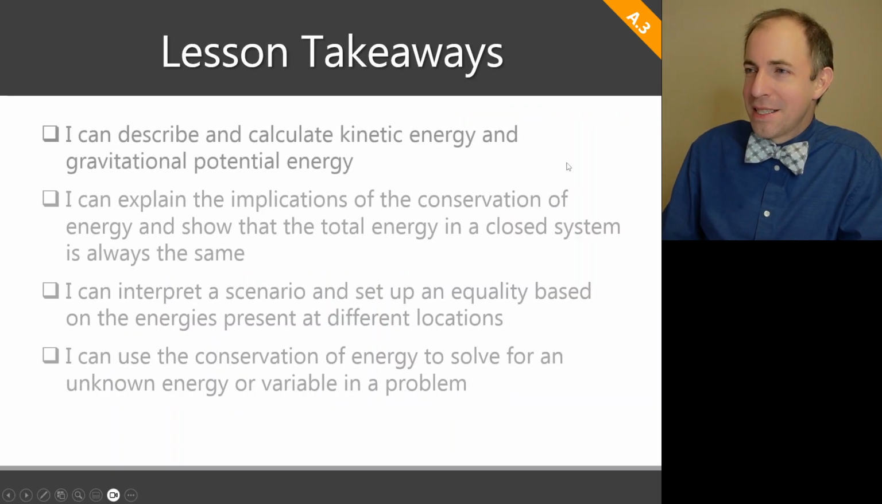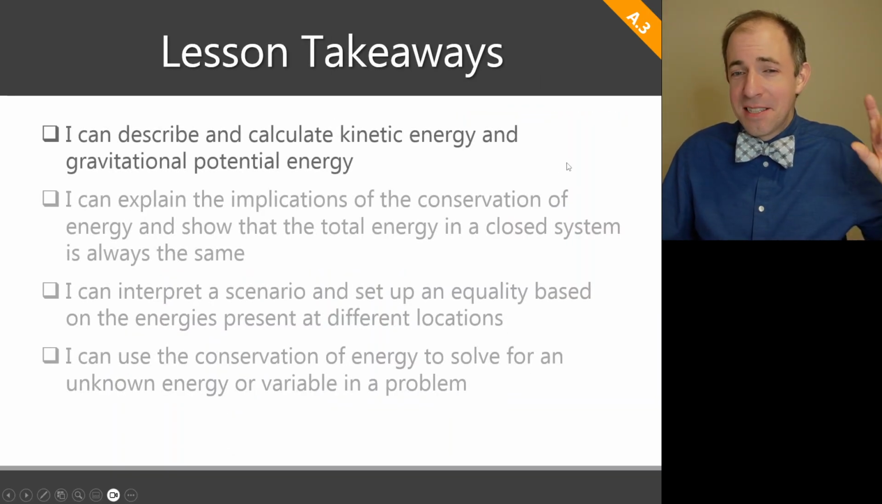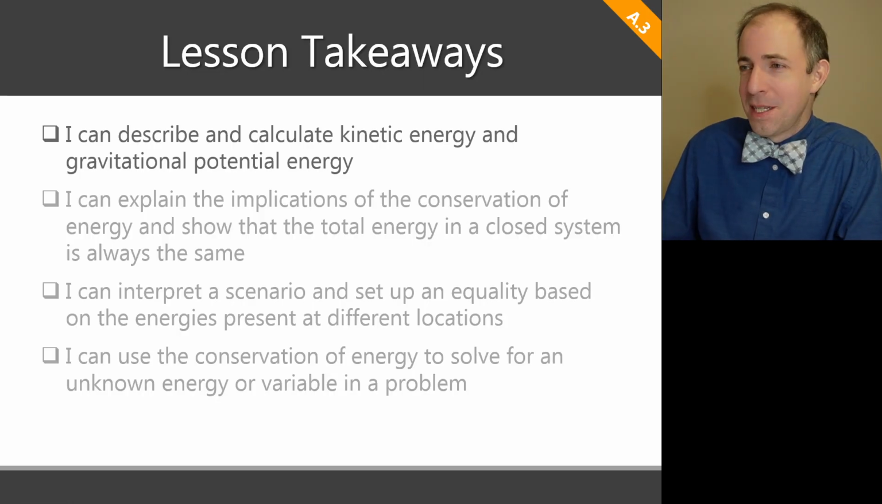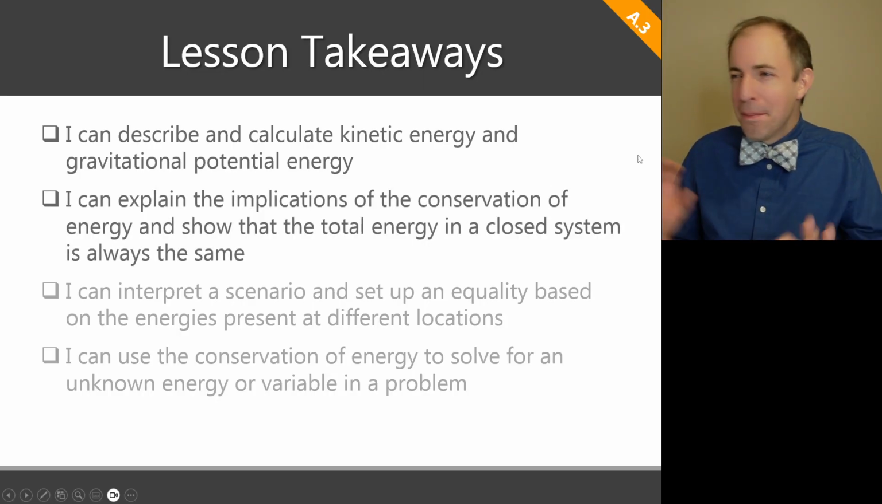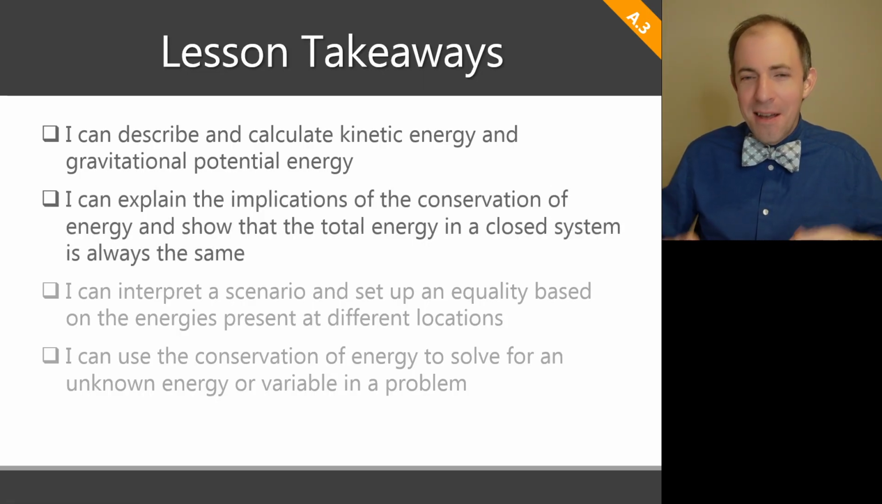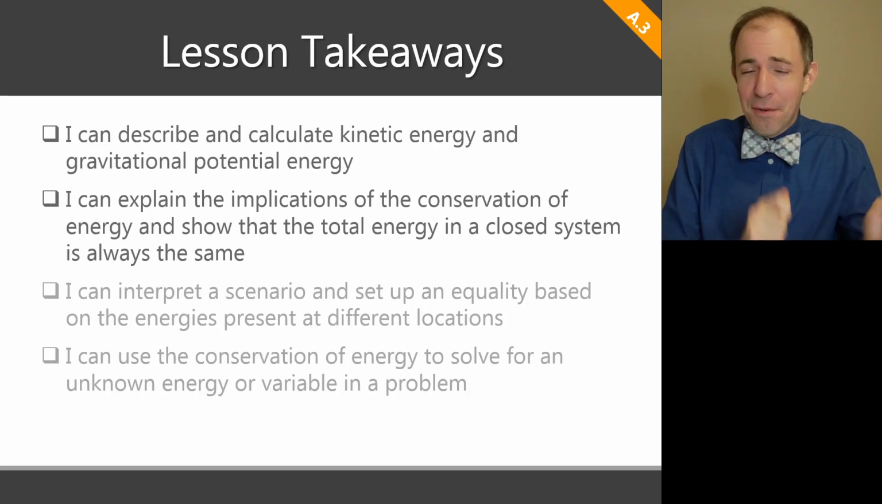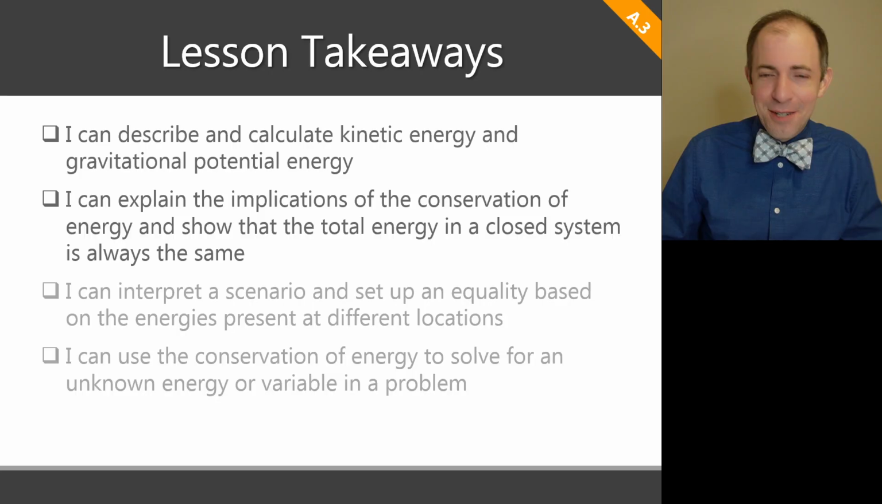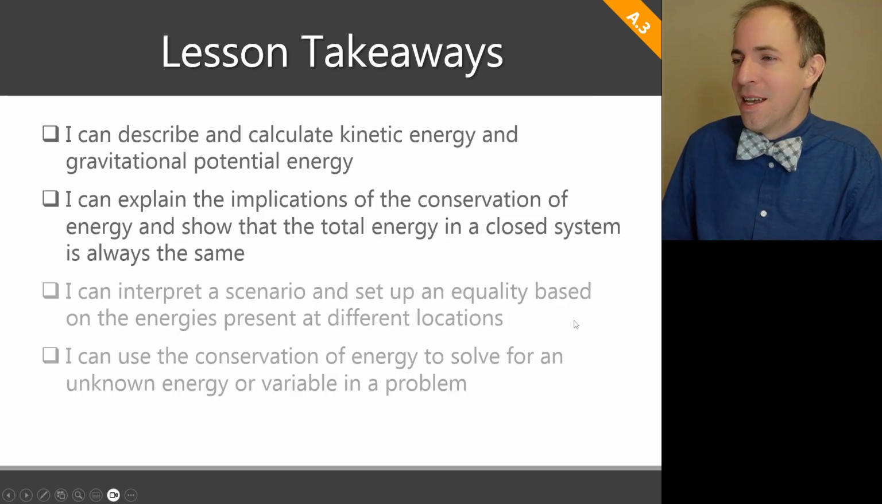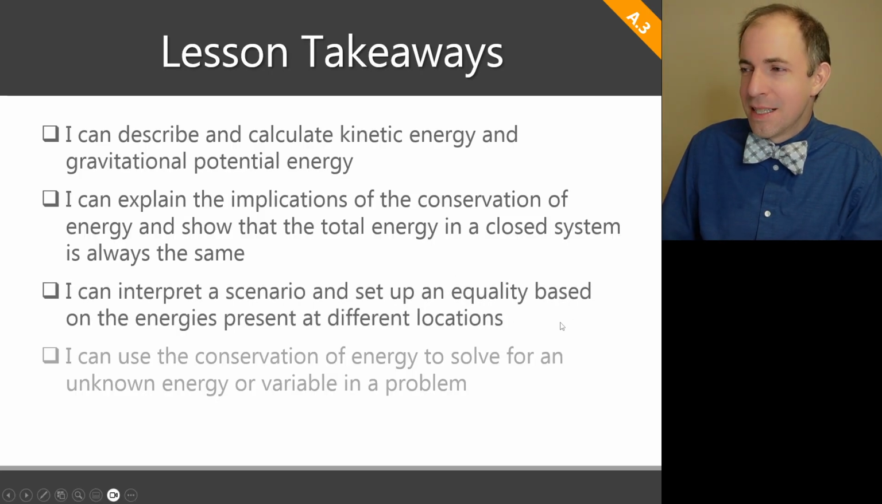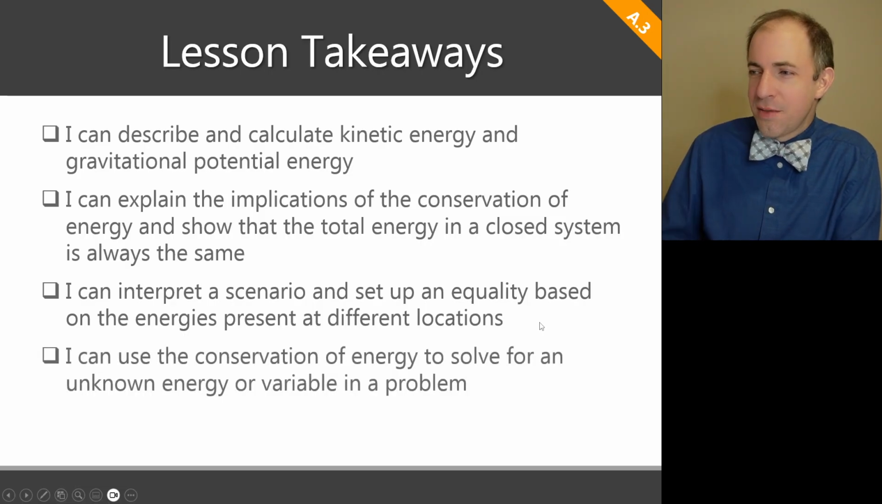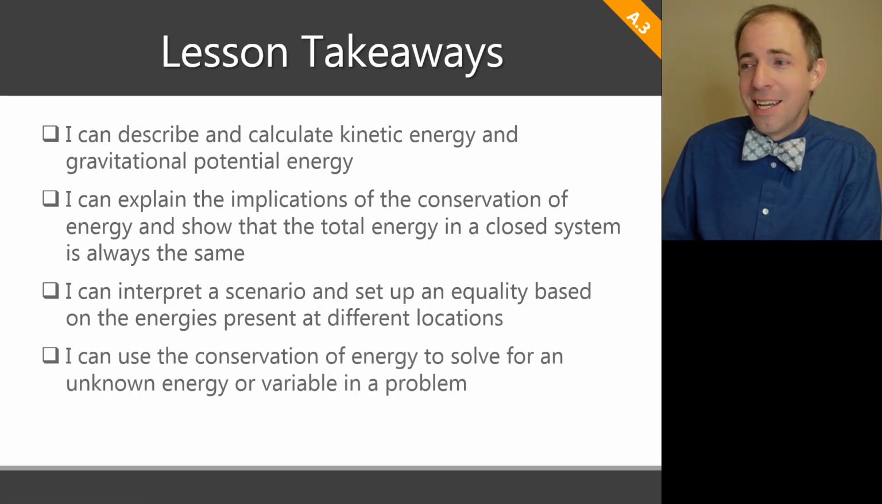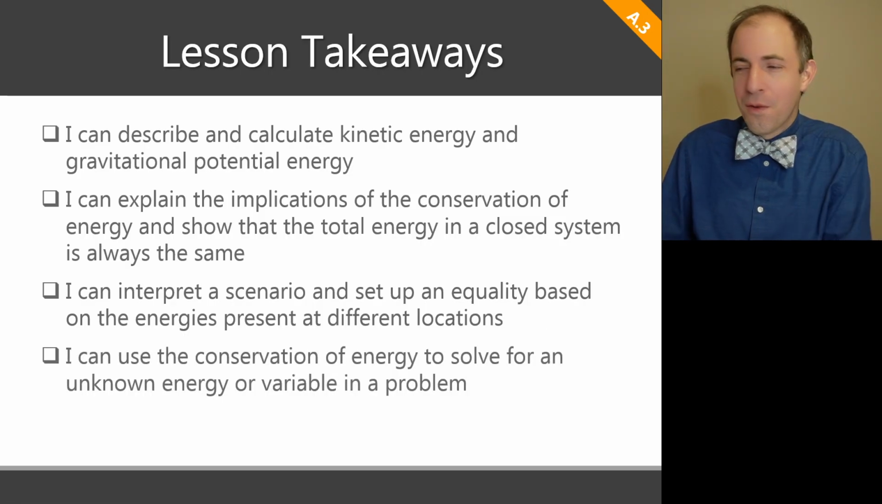All right, so takeaways here. You should be able to describe and calculate the simple kinetic energy and gravitational potential energy. Explain the implications of conservation of energy and show that the total mechanical energy ends up being the same. It's just a different breakdown of kinetic and gravitational potential for these examples. Be able to interpret a scenario and set up an equality based on the energies present at different locations, and then use conservation of energy to solve for an unknown energy in a variable or variable problem.